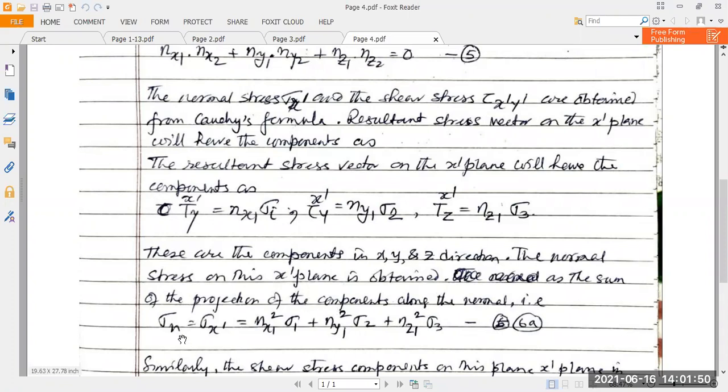So sigma n will be nx square into sigma 1, plus ny square into sigma 2, plus nz square into sigma 3. It means we have to multiply this component on the x axis with the direction cosine again, and you have to add it, the same here and here, and multiply it again. You will get this equation, which we have already defined. So sigma x dash becomes the normal stress on the x plane. Now we will get it with this equation, where we know the direction cosines and we know the principal stresses sigma 1, sigma 2, sigma 3.